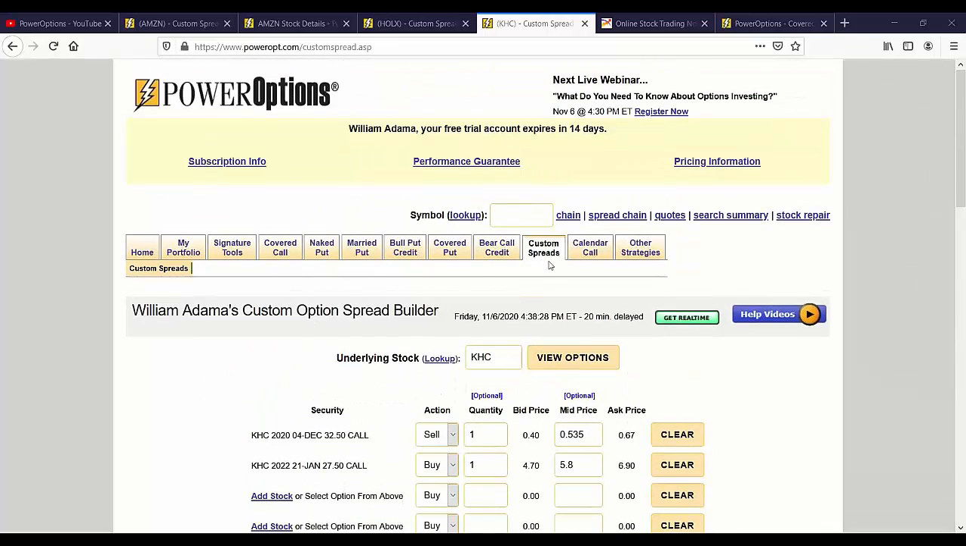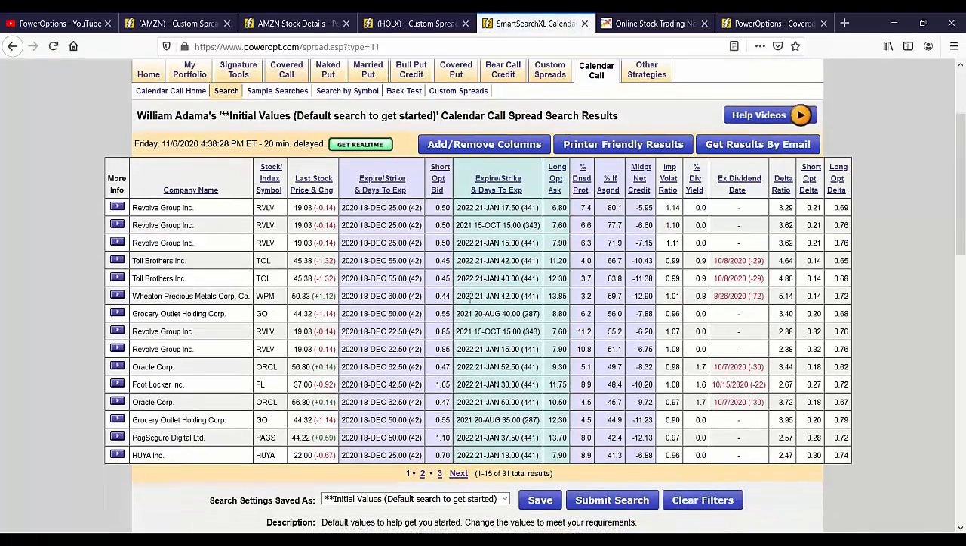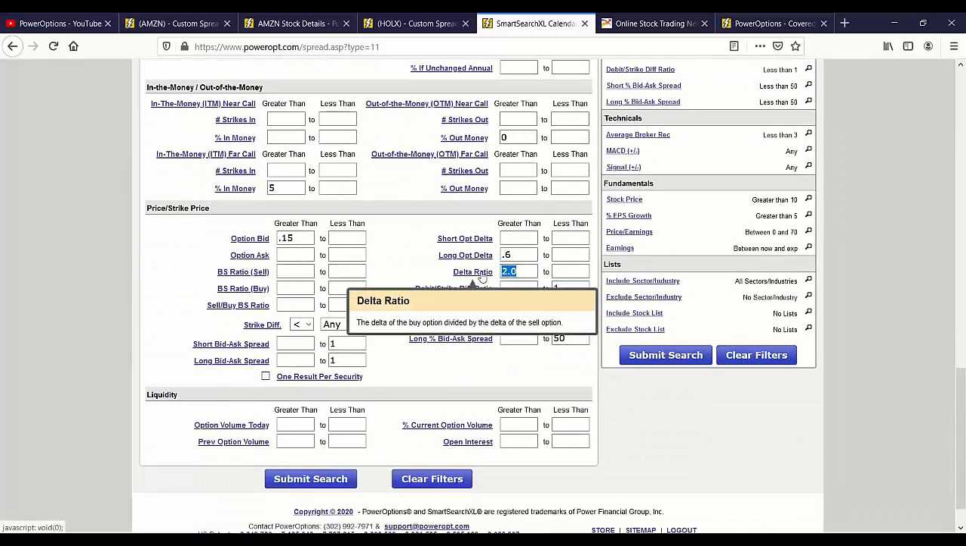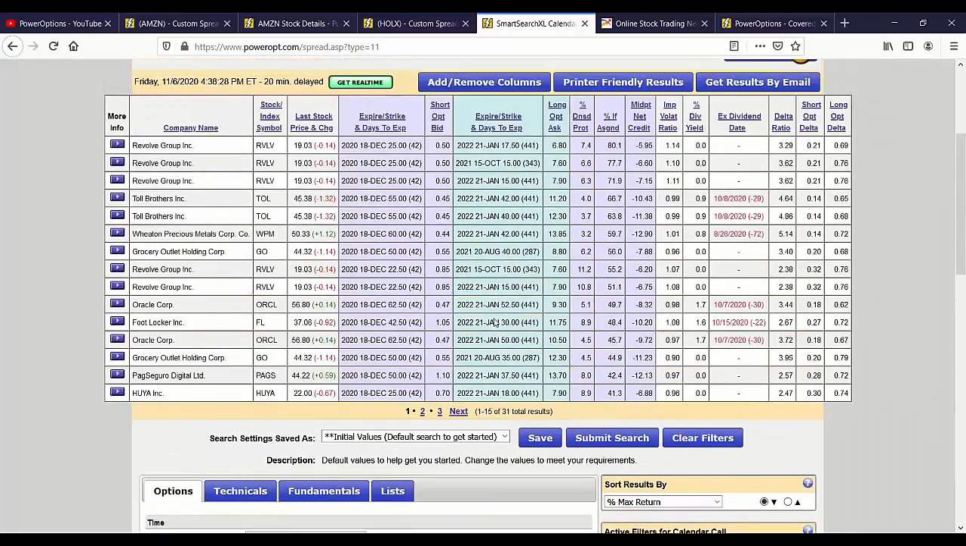On power options, of course, these things that I'm talking about, delta ratio, debit to strike difference ratio, this is what I have in my default searches that we use. Okay, I'm looking for a delta ratio of greater than 2, usually greater than 1.8. What does that mean? That means the in-the-money option I'm buying has to have a delta that's twice as high as the option I'm selling. So when the stock does move up 1 point, I'm getting more gain on my long than I'm giving back to my short. And the debit to strike difference ratio of less than 1.